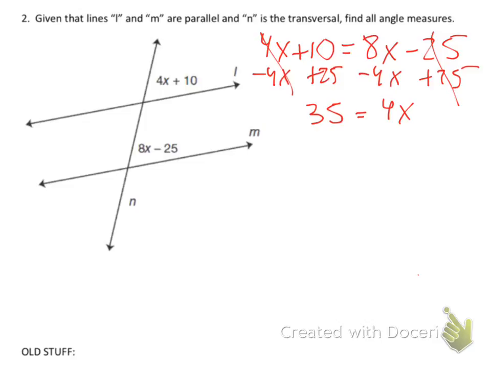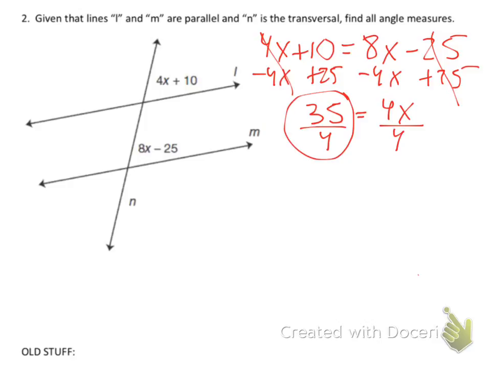Divide both sides by 4. I get x equals 35 over 4. That doesn't look fun at all. Is that the answer? No. We got to answer the question.